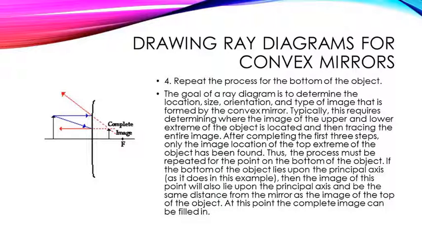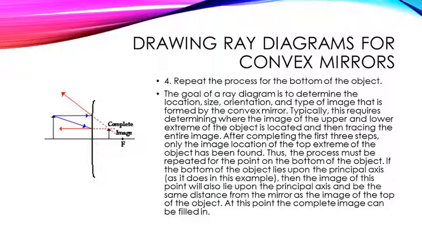The goal of the ray diagram is to determine the location, size, orientation, and type of the image formed by the convex mirror. Typically, this requires determining where the image of the upper and lower extreme of the object is located, and then tracing the entire image. After completing the first three steps, only the image location for the top extreme of the object has been found. Thus, the process must be repeated for the point on the bottom of the object.